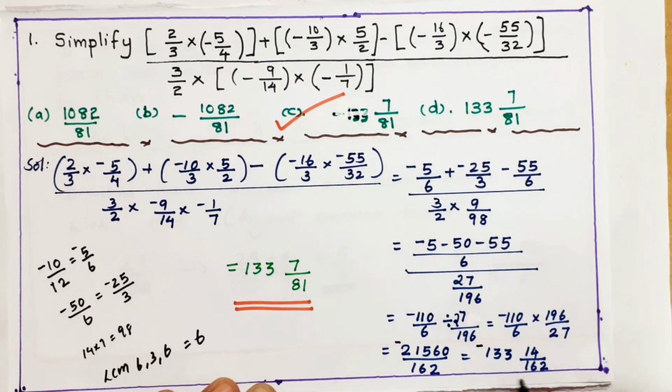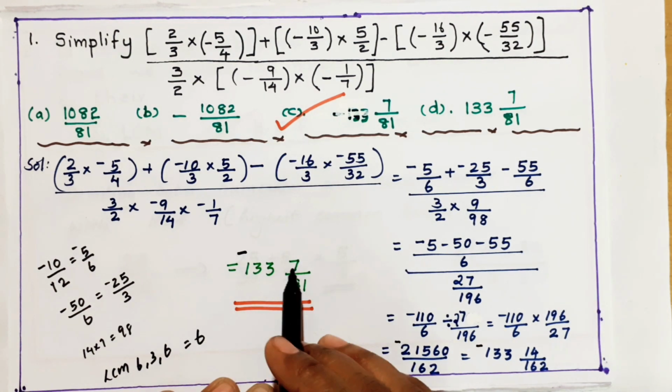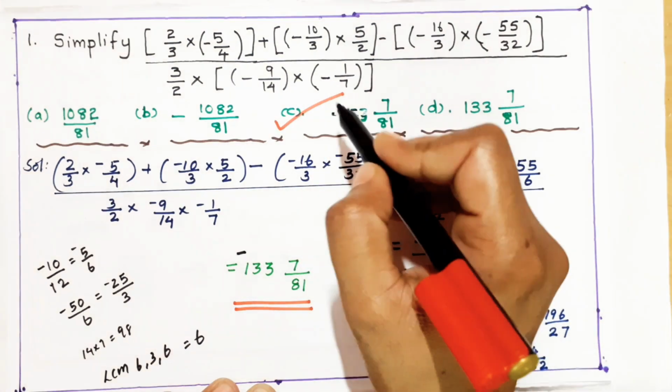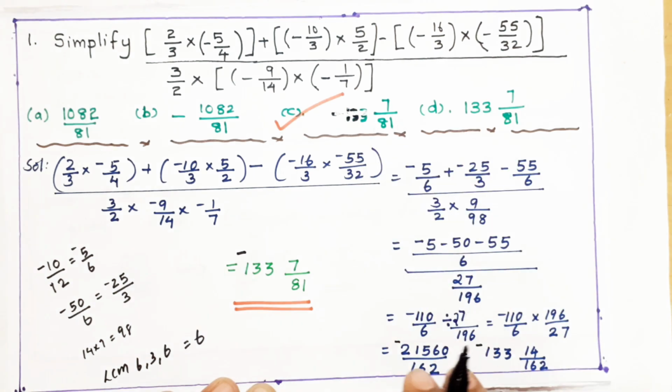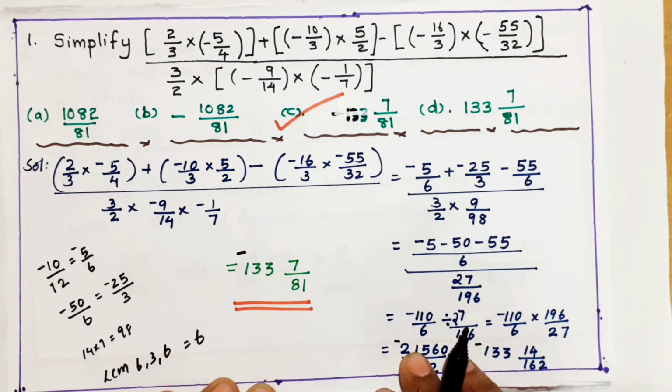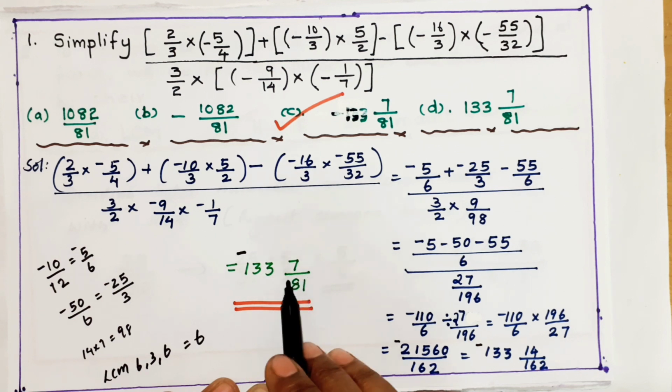So what we are doing? I can cancel this 14 and 162 by 2. So it will be 7 by 81. So we'll get an answer. I did not put minus here. This is your answer: minus 133 into 7 by 81, minus 133 7 by 81.